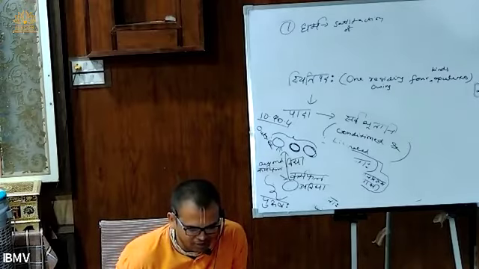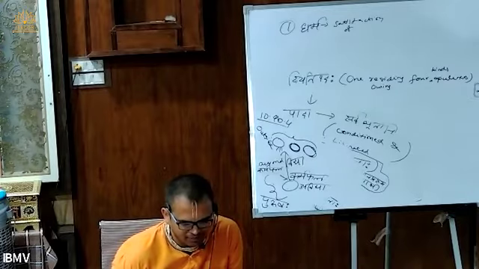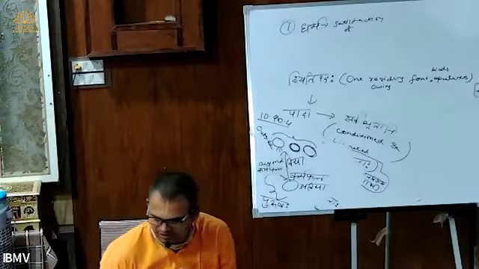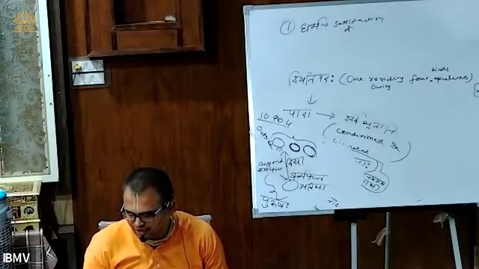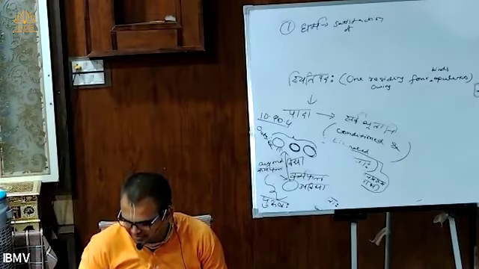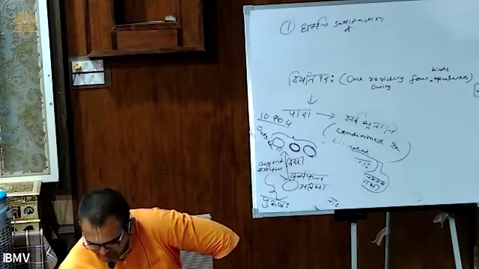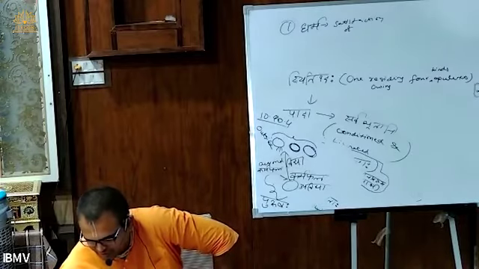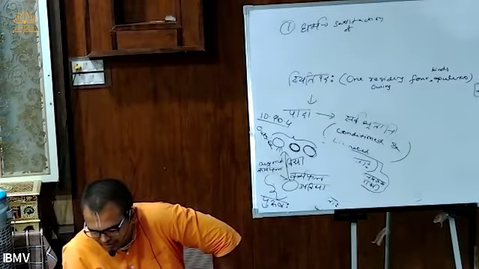Yasmad andam virat jagne. So from whom? Virat and also Anda came. Andam came, the universal globe. From whom? From where did this Virat Purusha and this Andam come? From the Purusha.